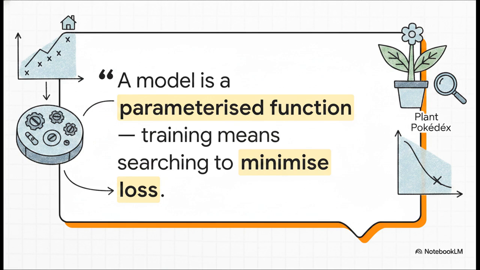That's it. You feed data in, you get an answer out. And training? Well, training is just the mechanical search for the specific knob settings that make your wrongness score, what we call your loss function, as small as possible.